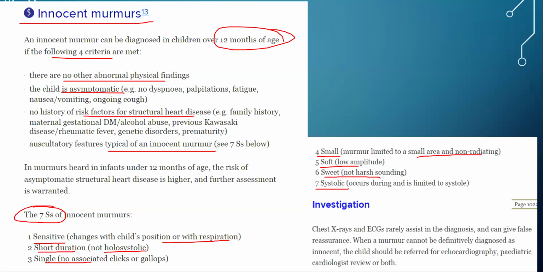Okay, so the only time you can diagnose innocent murmur is if the child is more than 12 months. It's a small area of murmur which is systolic, soft, changes with respiration or position. Otherwise you can't. For innocent murmur, most of the time you don't need to do anything. You can reassure the parent. But if you are not sure whether it is an innocent murmur or not, it is better to send the child to a pediatric cardiologist for a review.